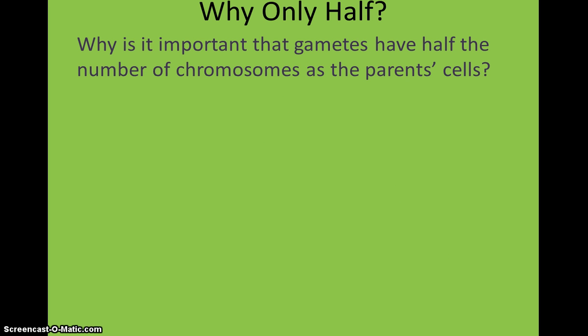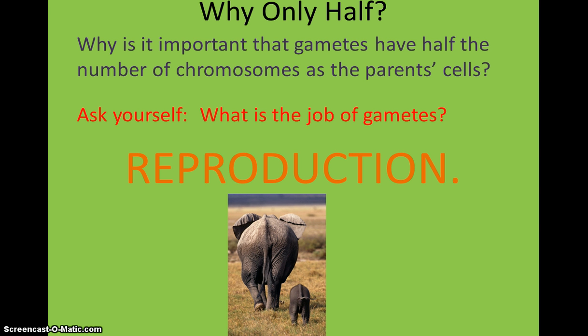So you may be asking the question, why do reproductive cells only have half the number of chromosomes as other cells? And that is an excellent question. I want to answer that question, but it's going to take a few other questions. The first question, what is the job of gametes? Hopefully you will remember that gametes are reproductive cells, so the egg and sperm cell. Reproduction. They need to join together to form an offspring.